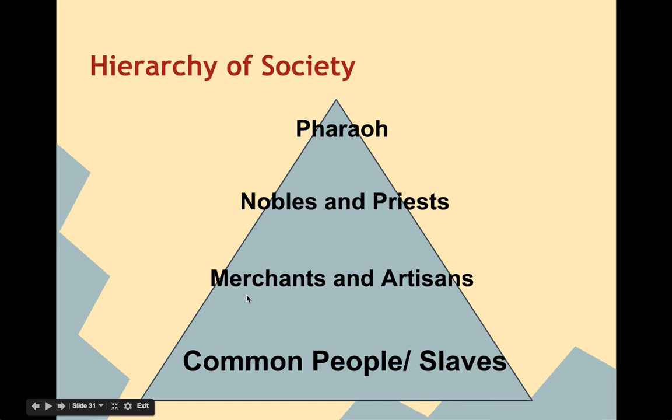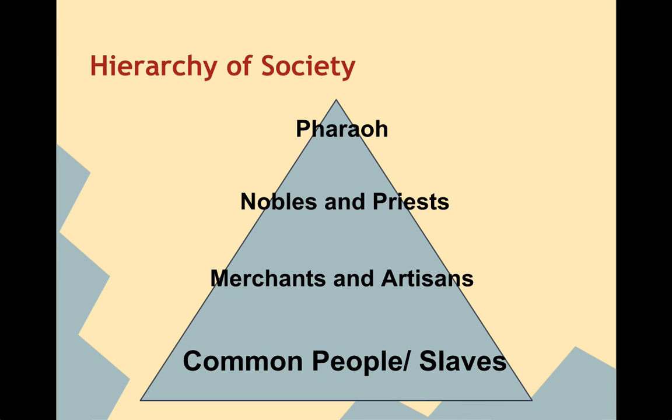Now, you notice that merchants and artisans are higher than common people and slaves on the hierarchy. And that is because merchants and artisans have found a trade. They have a certain skill that they do. Like merchants trade. Artisans, it's just like what I always tell my students, artisans are like artists. They have a special thing that they are good at, that they create, that is valuable to society, like pottery or weaponry or clothing. In layman's terms, you could say they have some type of hustle that allows them to make money.